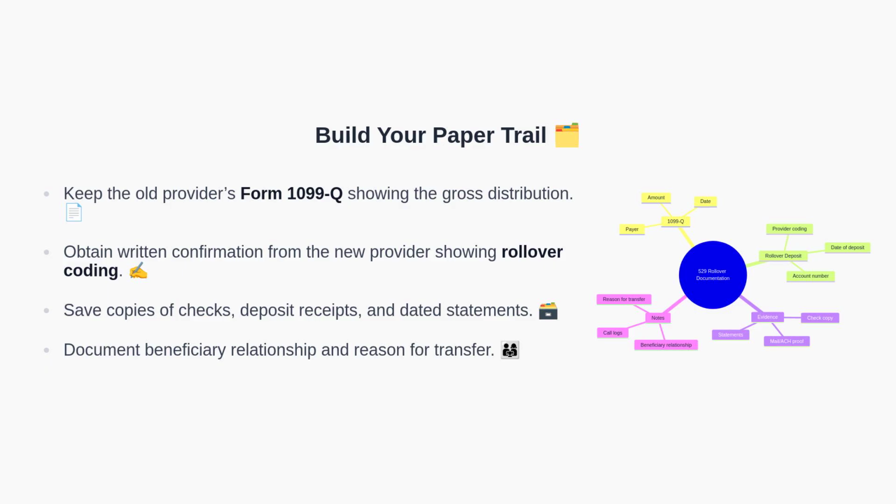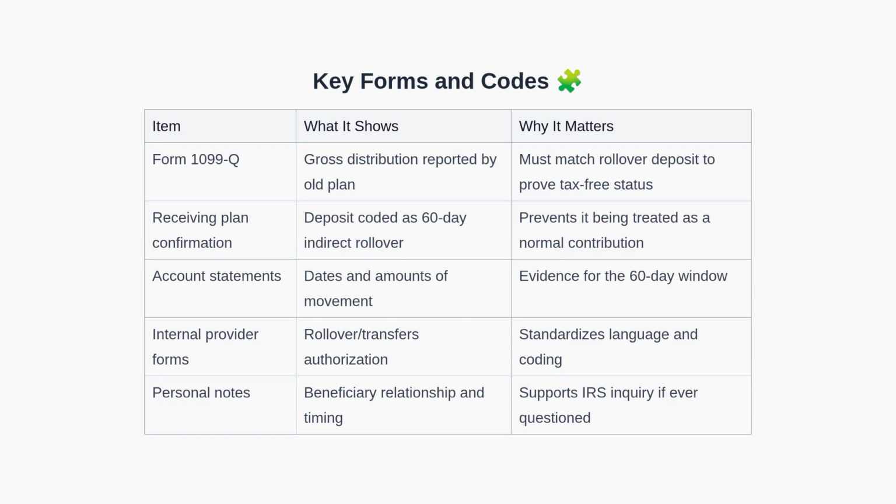Include notes about the beneficiary relationship and the reason for the transfer, especially if you change the beneficiary, to strengthen your paper trail. Here is a quick table of the paperwork that matters. Form 1099-Q reports the gross distribution from the old plan. The receiving plan's confirmation must show the deposit coded as a 60-day indirect rollover.